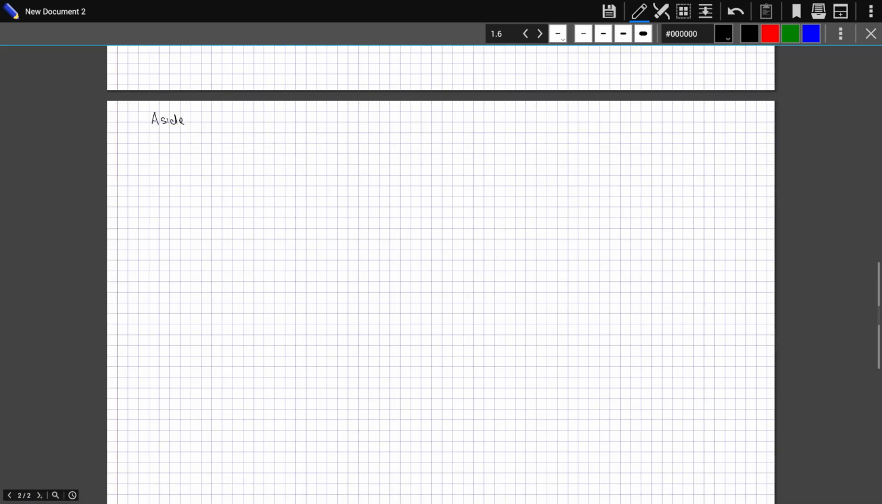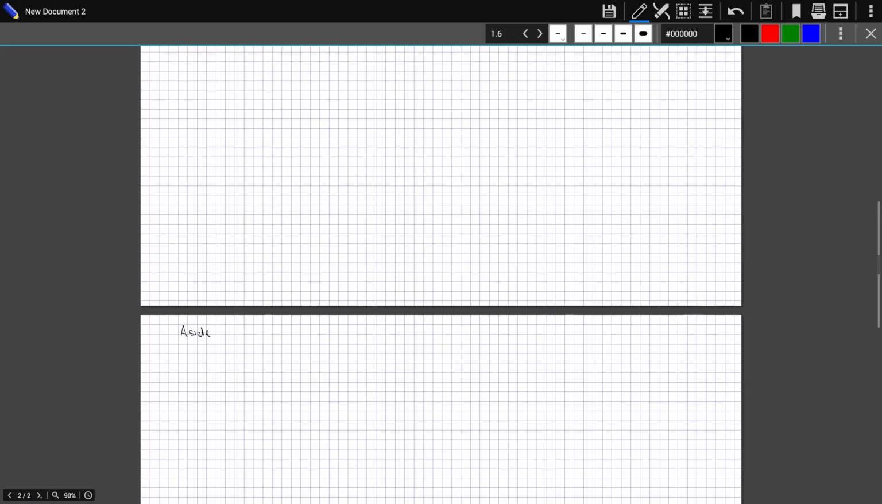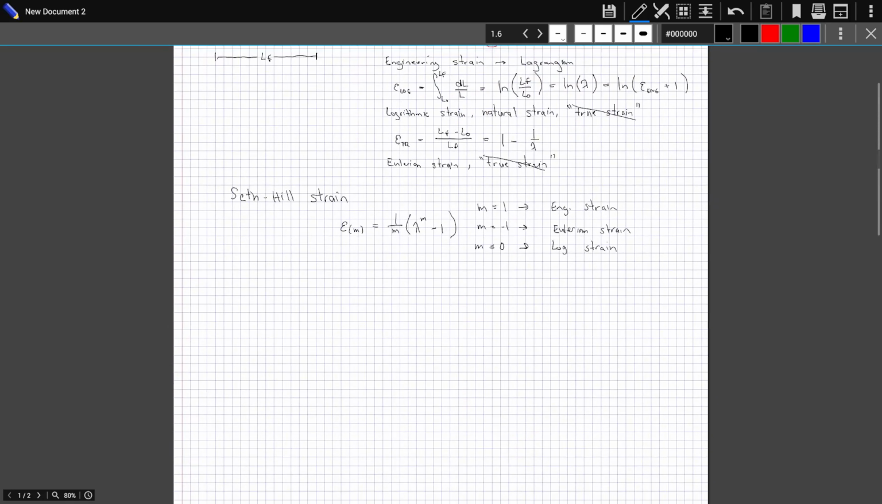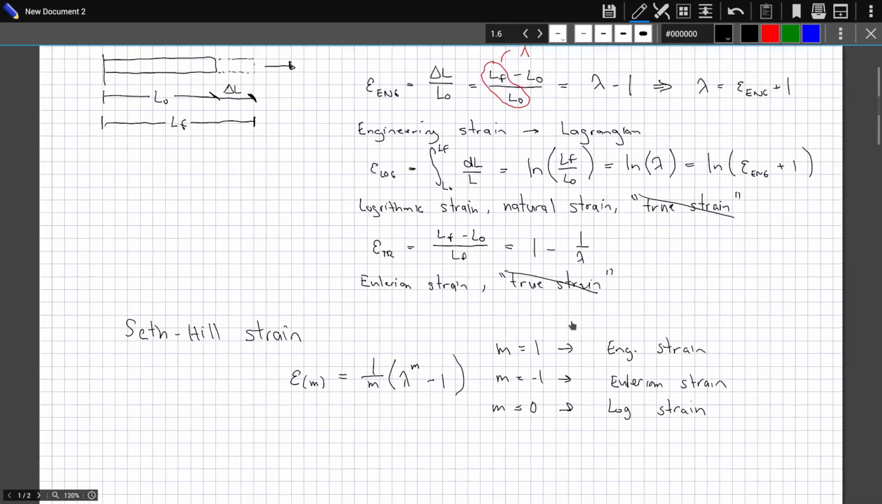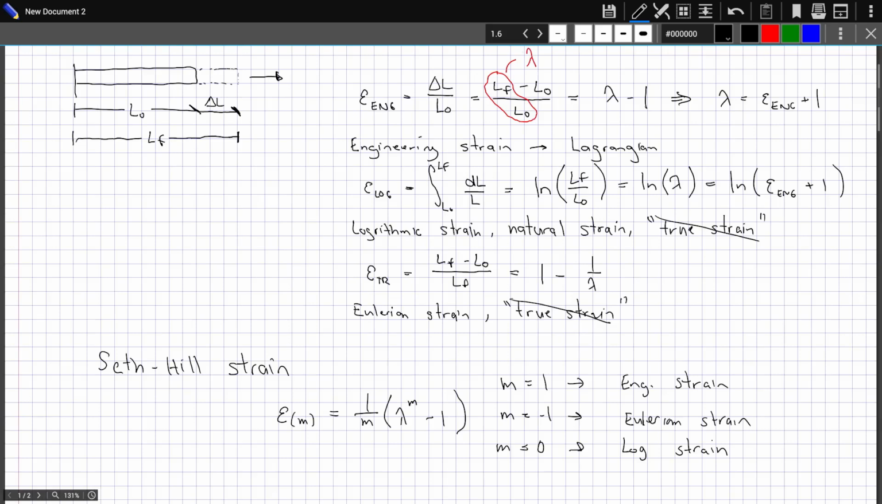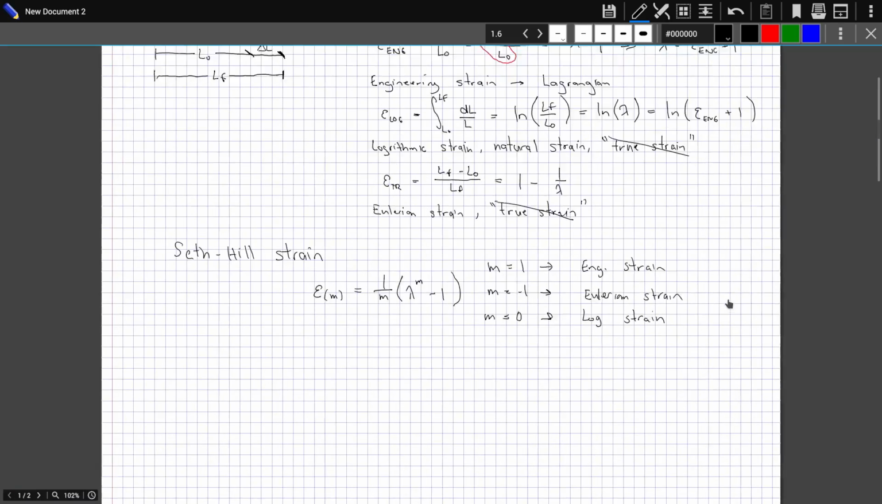I have one question. Sure. The previous equation, the last one was m equals 0. Should we have like a log? If you put m equals 0 into this, you get 1 over 0. What you have to do is take the limit of this equation as m goes to 0. And if you do that, you get the natural log.